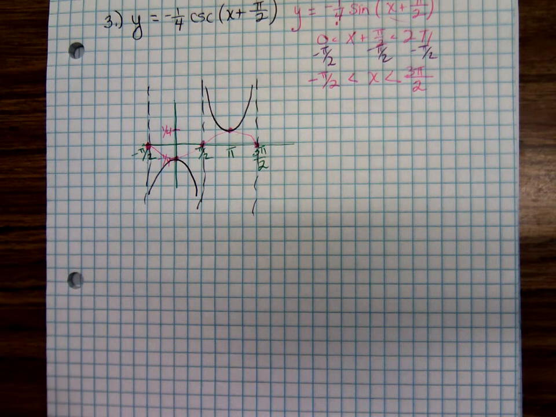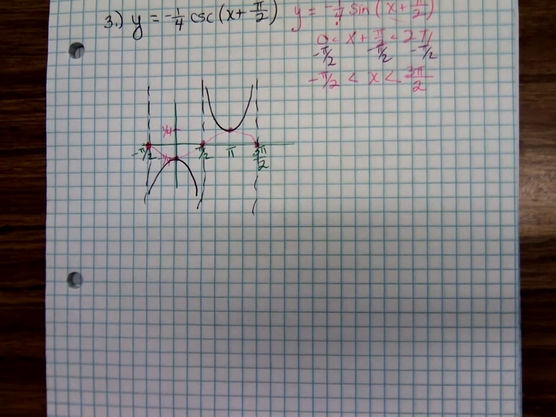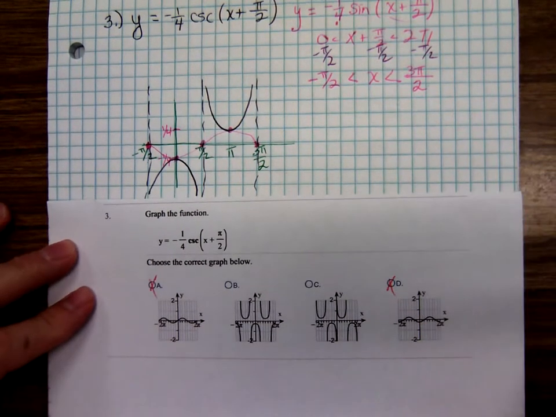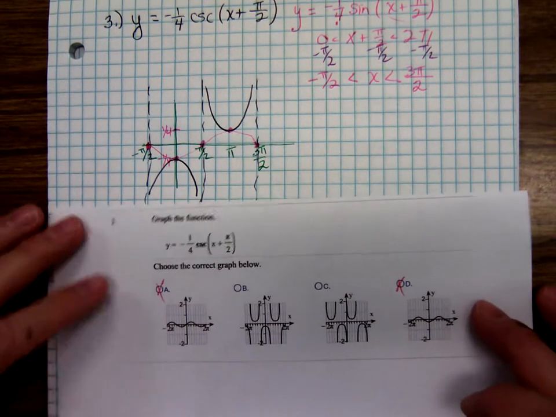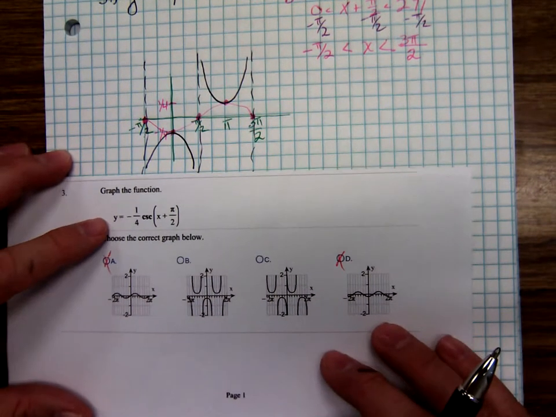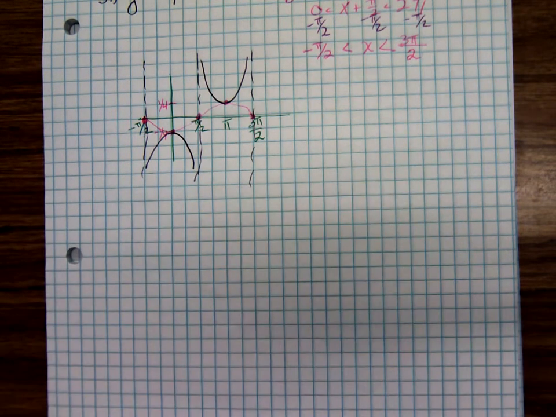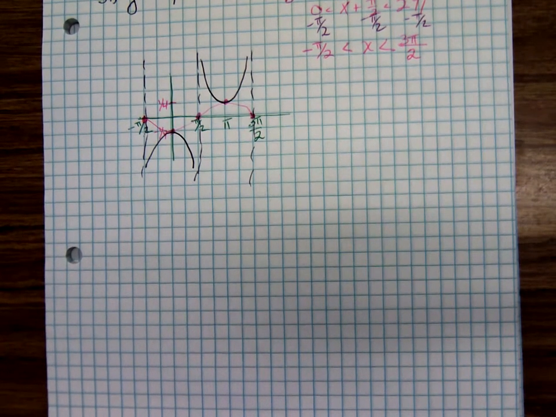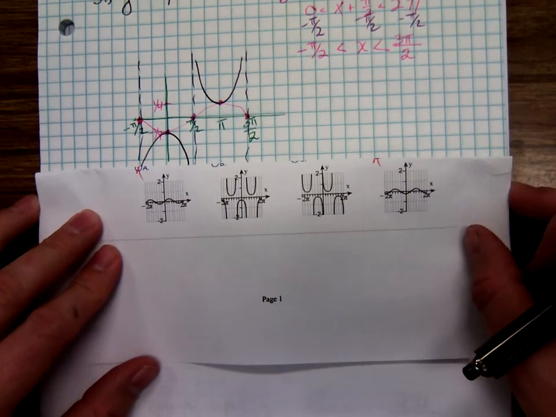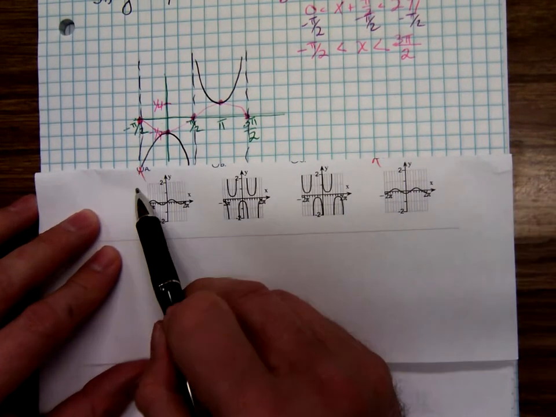Problem number 3. So here's, ooh, let me see, how can I do this? Sort of hard to see those, isn't it? You know what? Let me do this. Okay, so here are our answer choices, and it's not A or D. We've already knocked those out.